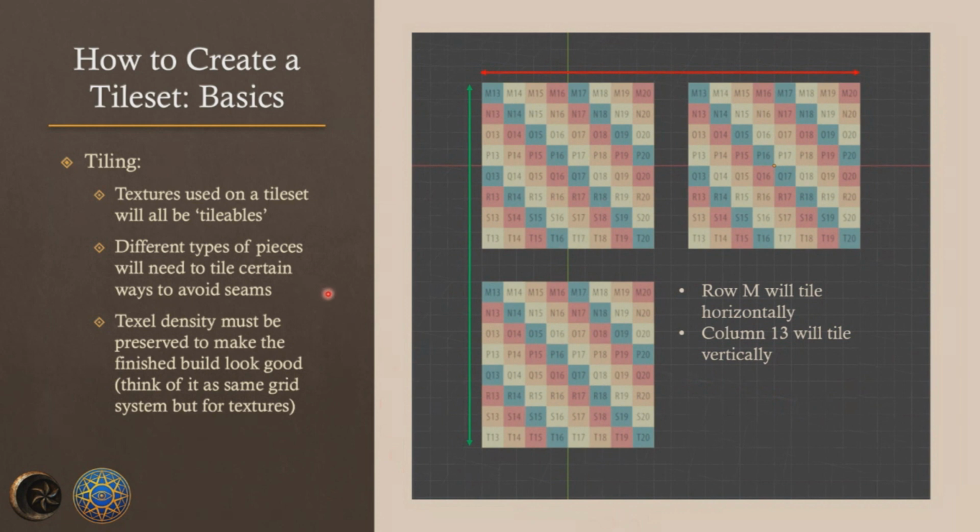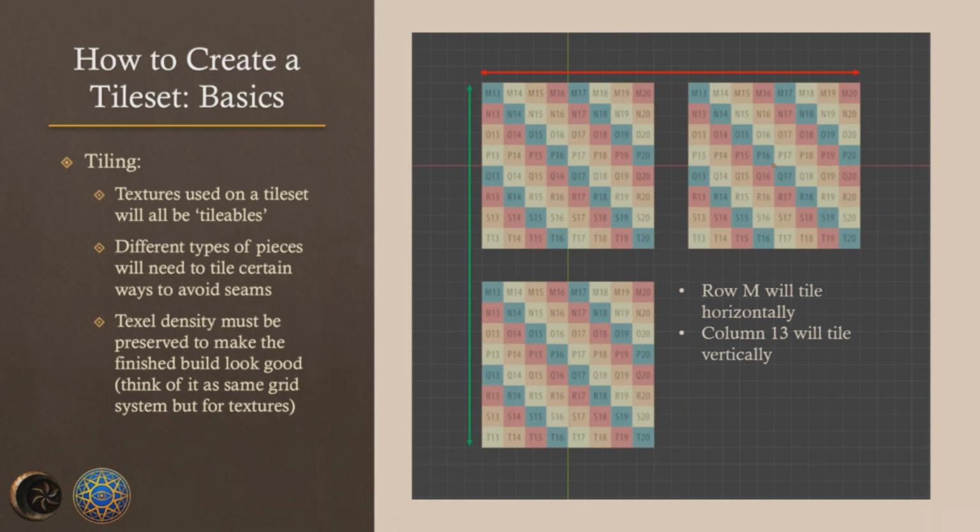Different types of pieces have to tile differently. So floors can be rotated 90 degrees in any direction, right? So the floors have to tile 4 different ways, which can be tough for a texture artist, but I'll show you an example later. It can be really simple. Walls, for example, only need to tile horizontally unless you plan on stacking them vertically. So if you don't include a ceiling piece, those walls will have to tile vertically as well.